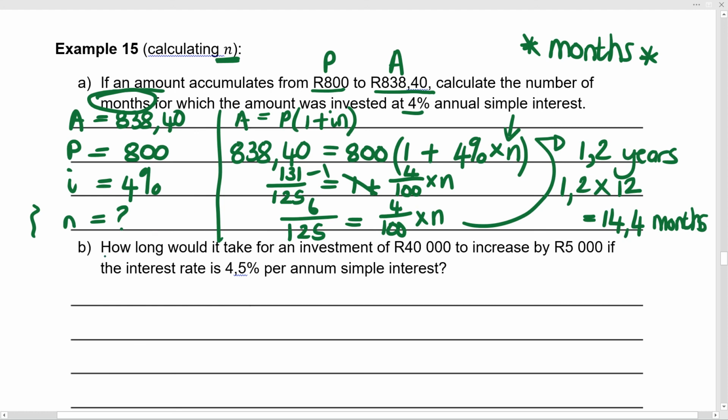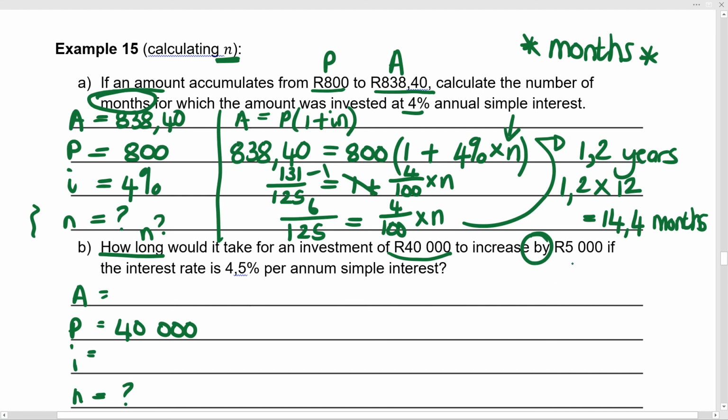The last question starts with the words how long, which means we don't know n. So I can immediately go and put in my variable. That is the one that gets the question mark. How long would it take for an investment of 40,000 Rand, okay, so that's the p-value, to increase by 5,000 Rand? Okay, that is a trick question, isn't it? To increase by 5,000. Well, it's definitely not going from 40,000 to 5,000 Rand, because that would not be a good investment at all. And we know for these questions, A has to be bigger than P.